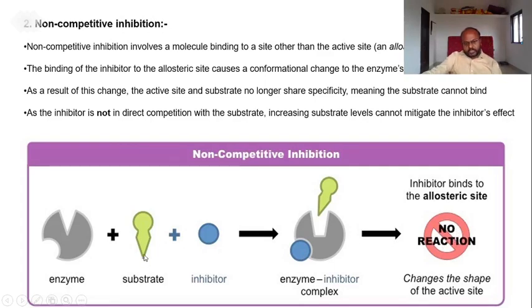That means the substrate fits into the active site, but this active site is changed due to the inhibitor molecule, and therefore the changed active site of the enzyme cannot catalyze the reaction. Such a mechanism is called non-competitive inhibition, and this inhibitor is called a non-competitive inhibitor. So such a reaction we can block by increasing the substrate concentration. So this is also one more property of the enzyme.